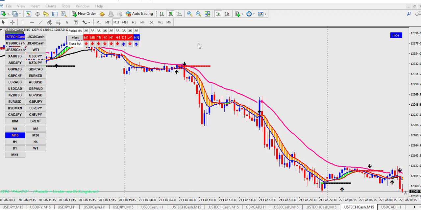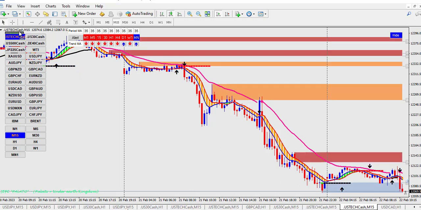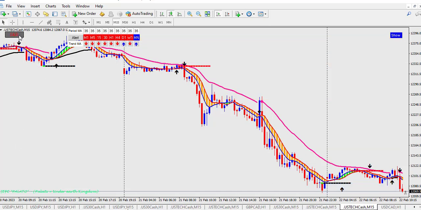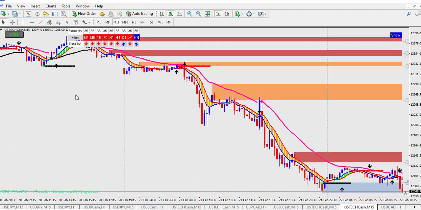You can turn on or off the support and resistance zone. This is the button where you can turn it off. Let me hide this so that we see the button. This is support and resistance indicator. You can turn it on or off at this particular point. So this is how to use this particular strategy.